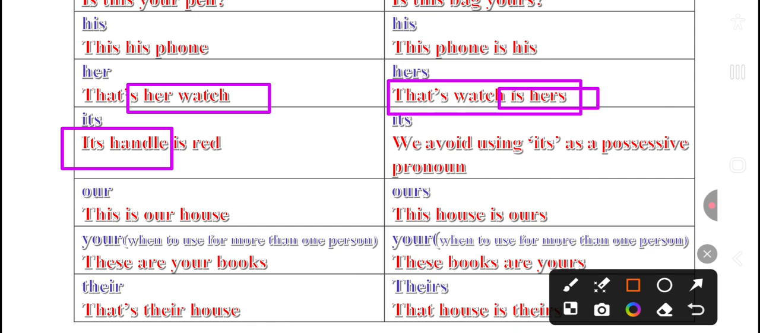Next one is our house. Here, our acts as a possessive determiner because it has been placed before the noun house. On the opposite side, this house is ours. No noun has been used after the word ours. Here it is acting as a possessive pronoun.